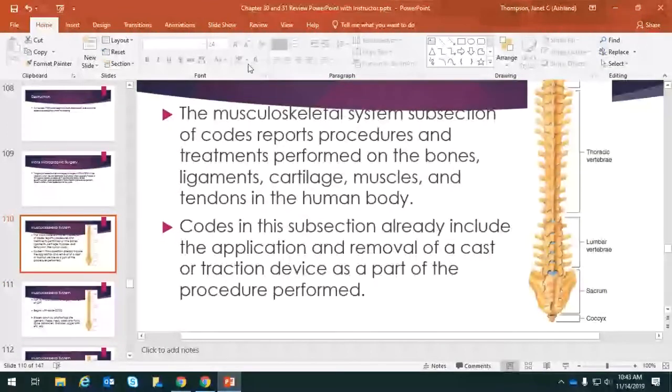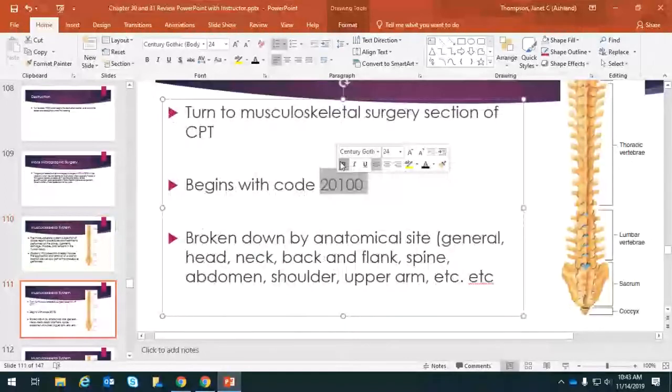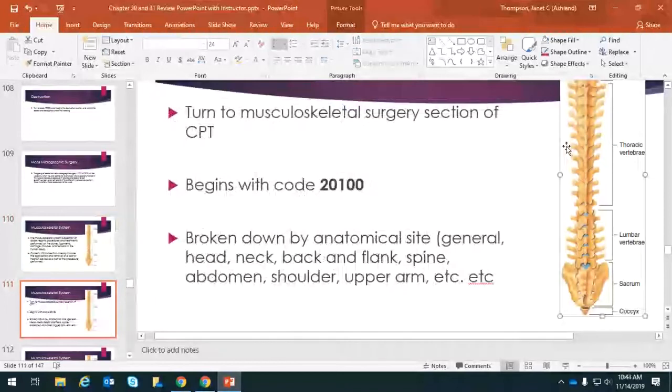Now we can move on just a little bit to the musculoskeletal system. So this includes procedures on bones, ligaments, cartilage, muscles, and tendons. It is the largest section of the surgery section. We can begin review by going to code 20100. Go ahead and turn to there. Let's go to 20100.